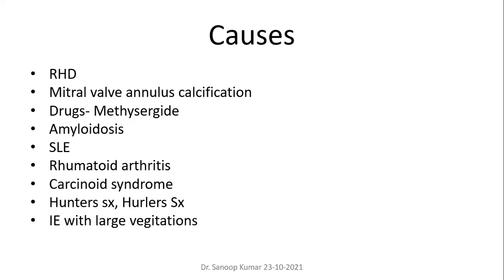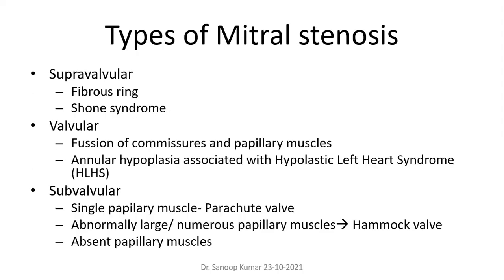I told you, usually infective endocarditis causes mitral regurgitation because the chordae tendineae are going to break, or there is a vegetation which sits in between the annulus and the valve leaflet, and it will cause a regurgitation. But if it is a large vegetation, it is going to occlude the mitral valve outflow, so it can cause a mitral stenosis also. Types of mitral stenosis, it is very important.